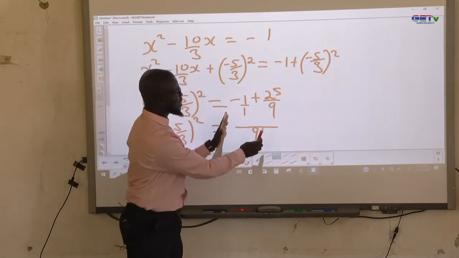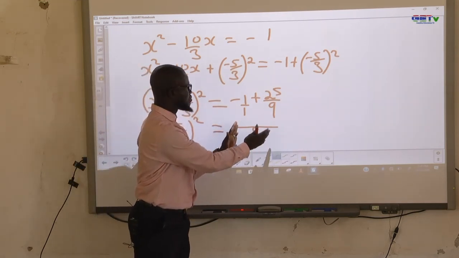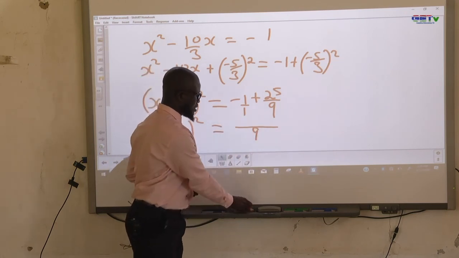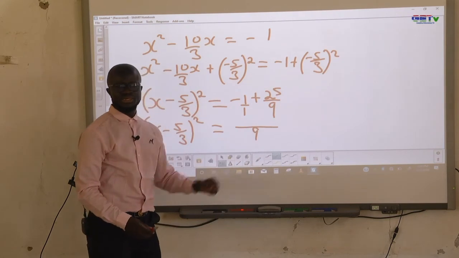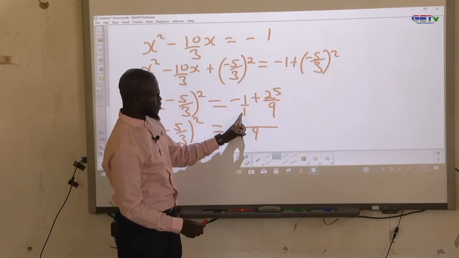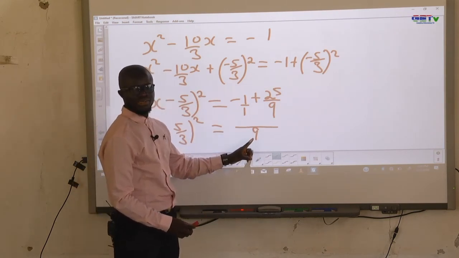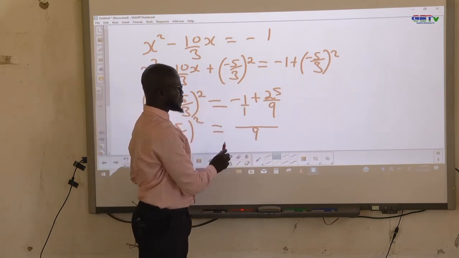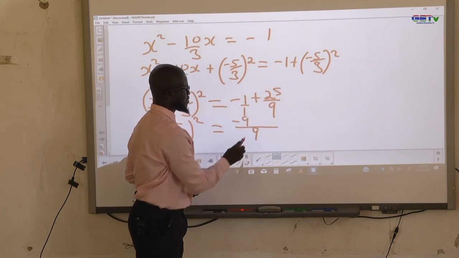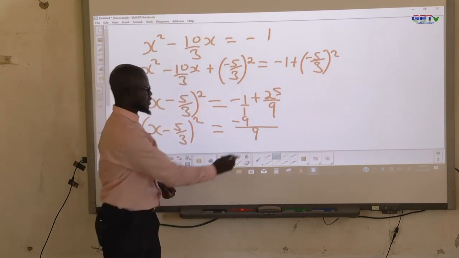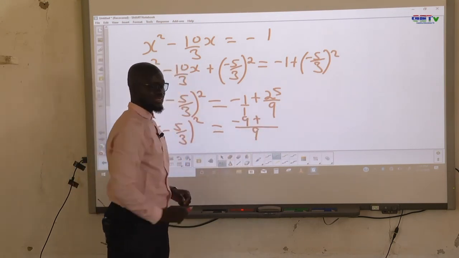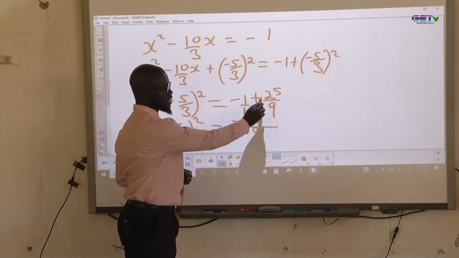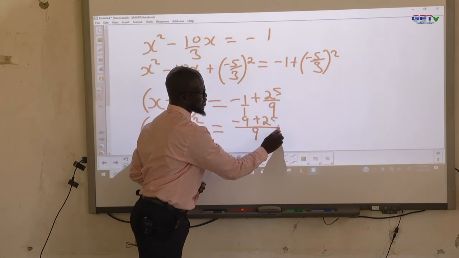So we are going to find the LCM from the fractions we have. And the LCM of 9 and 1 is 9. So we go. 1 goes into 9 is how many times? 9 times. 9 times negative 1 will give us negative 9. Plus 9 goes into itself is 1s. 1 times 25 will give us 25.